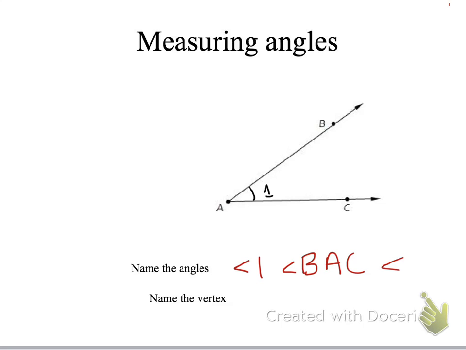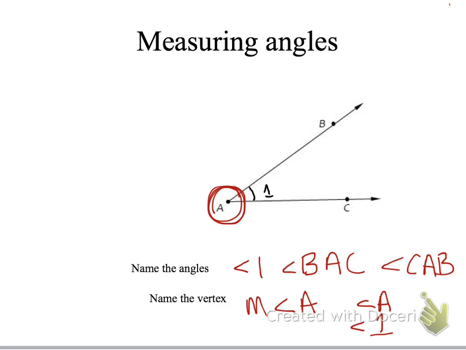or angle CAB. When we are naming angles, we always want the vertex, which is going to be this point here, to sit in the middle. So if we're naming the vertex, if we're trying to find the measure of it, we're going to say the measure of angle A, or we could just say angle A or angle 1. Our vertex is always sitting in the middle, and it's the one that creates that measurement.